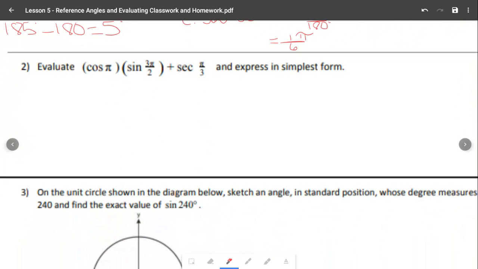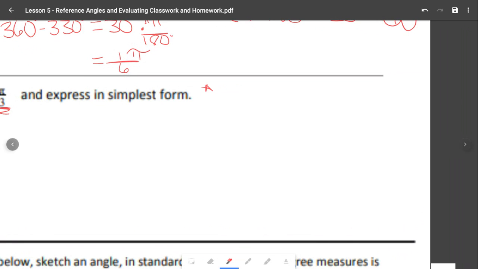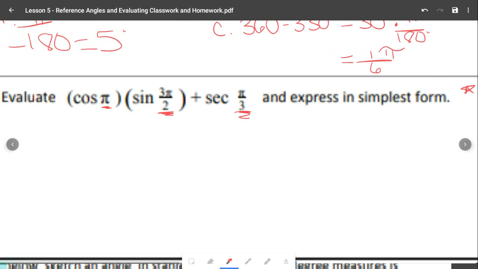Okay, question 2, evaluating this. We're going to have to convert each of these angles into degrees in order to evaluate. So I'm going to do it over here on the side. So the first angle was pi. We're going to multiply by 180 over pi. This first pi is technically over 1. So the pi's cancel, and you're left with 180 degrees. So this first one we're doing here is cosine of 180 degrees.